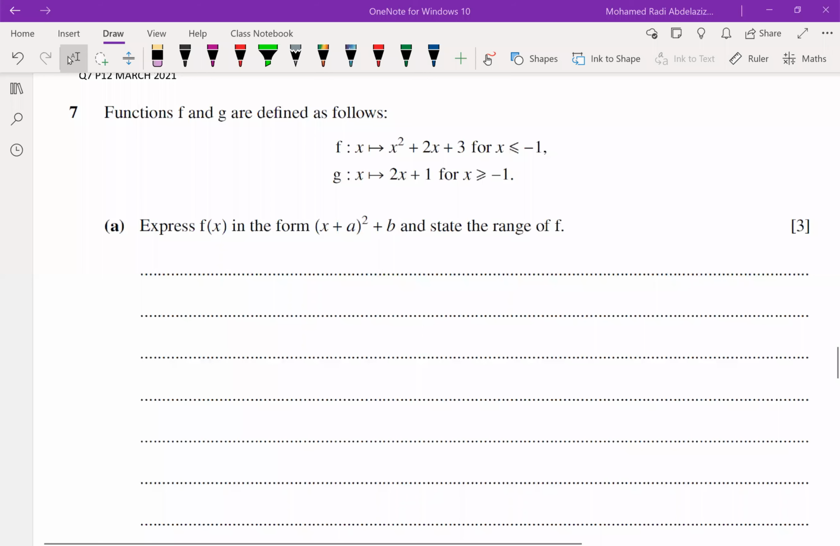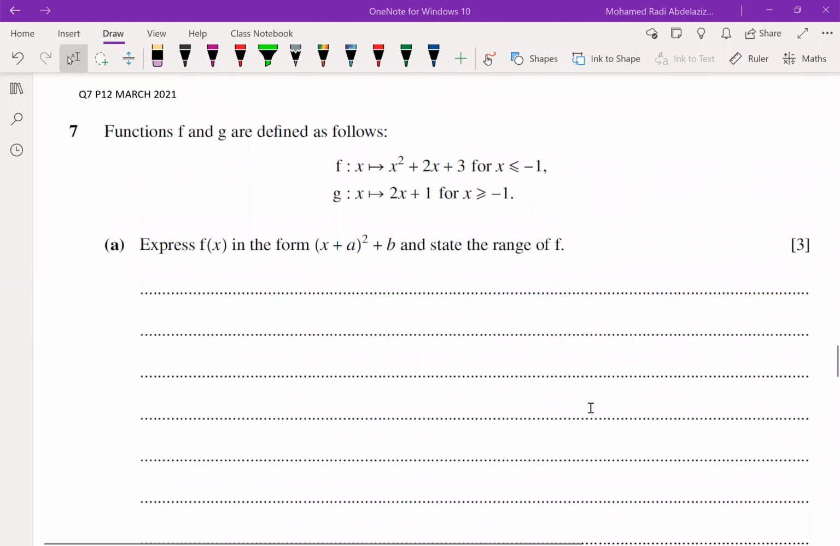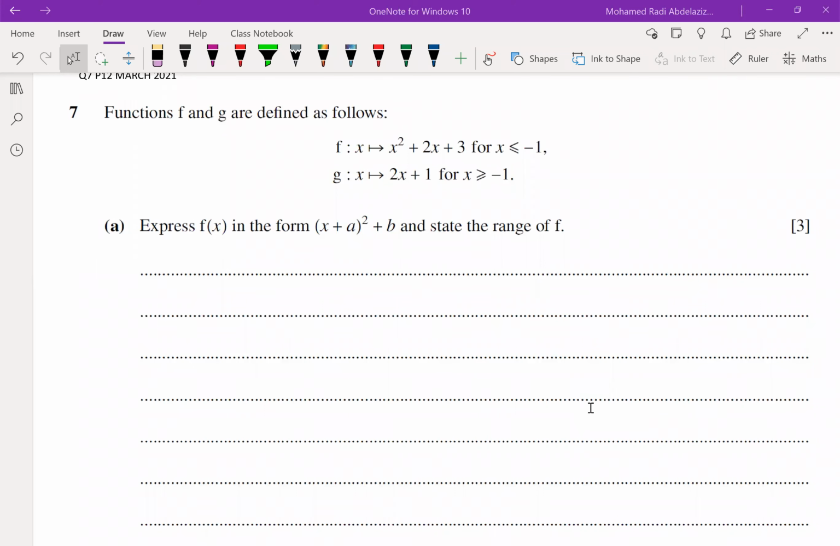Hi guys, in this tutorial, I'm going to solve question number 7, paper 1, 2 March 2021. Functions f and g are defined. Express f of x in the form (x + a)² + b and state the range.